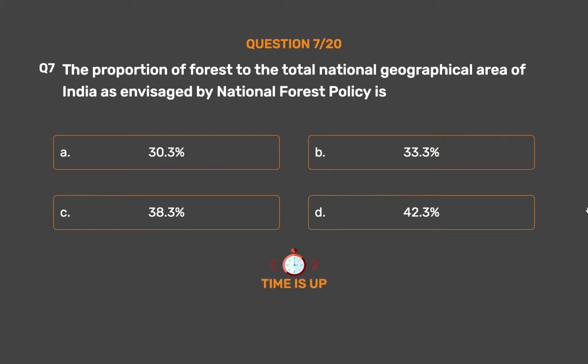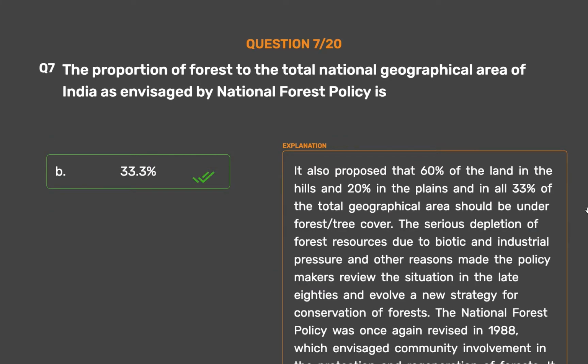The correct answer is option B, 33.3%. It also proposed that 60% of the land in the hills and 20% in the plains and in all 33% of the total geographical area should be under forest/tree cover. The serious depletion of forest resources due to biotic and industrial pressure and other reasons made the policymakers review the situation in the late 80s and evolve a new strategy for conservation of forests.